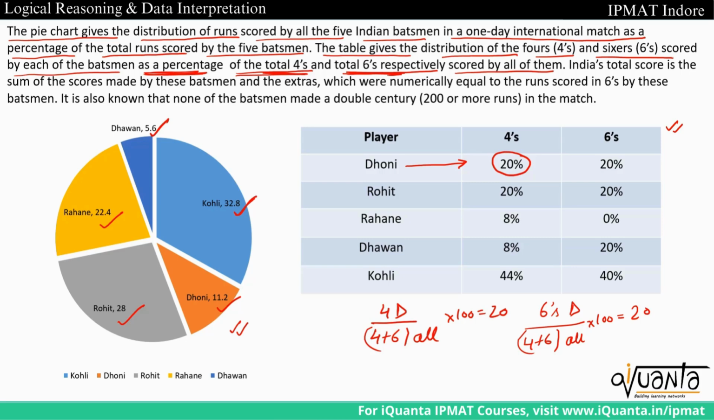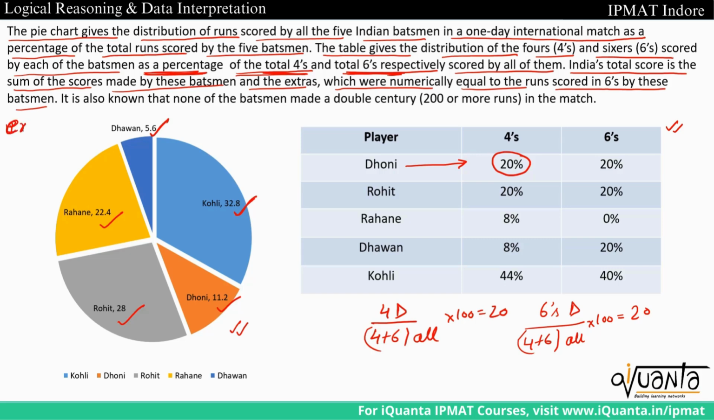Reading further, India's total score is the sum of scores made by these batsmen and the extras. So there are some extra runs as well in the total score of India, which were numerically equal to the runs scored in sixes by these batsmen. So that means the runs which have been scored in extras are numerically equal to the runs scored in sixes by these batsmen.